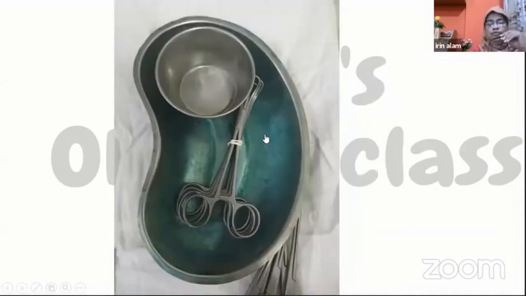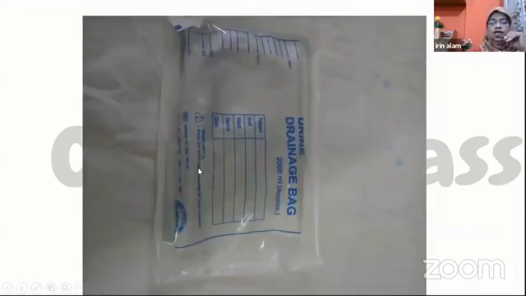And now we will show the instruments. What are the instruments used during cesarean section? These are the towel clips, and this is the galley pot, and this is the Urobag. And this is the Foley's catheter. This is a self-retaining catheter.